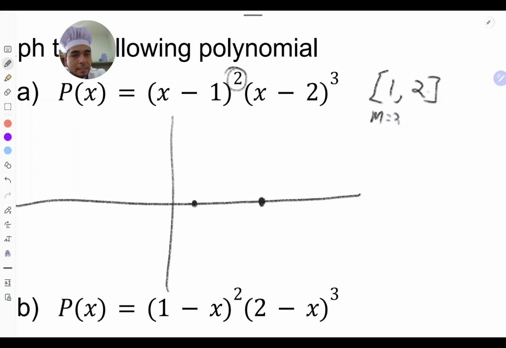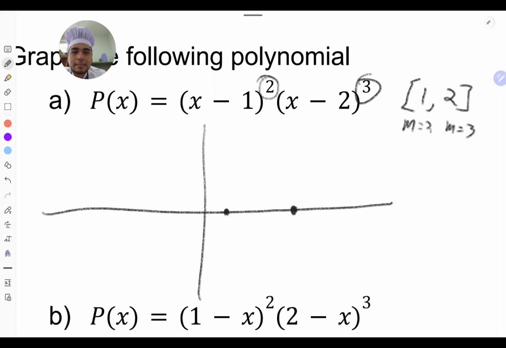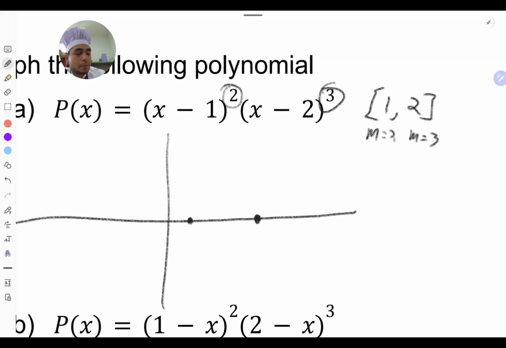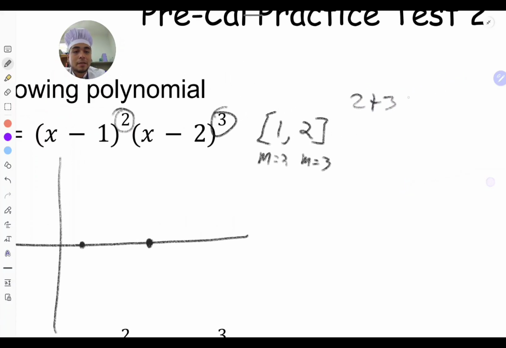What about the multiplicity of our 2? Our multiplicity, our m value, is 3. Okay? So far, so good? Now, we're almost done. What is the degree of this polynomial? Well, we know that if we add all the multiplicities together, we will be able to find out the degree of our polynomial. So, what is 2 plus 3? 5. Okay? 2 plus 3 is equal to 5. So therefore, we know that this degree is 5.